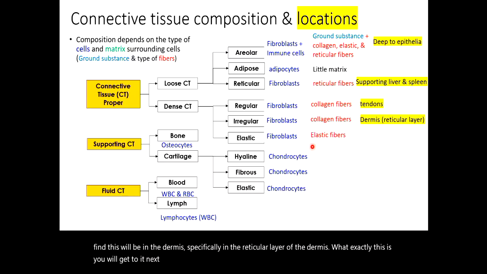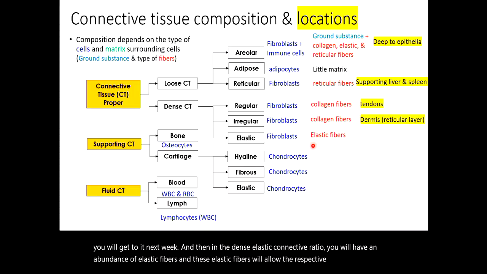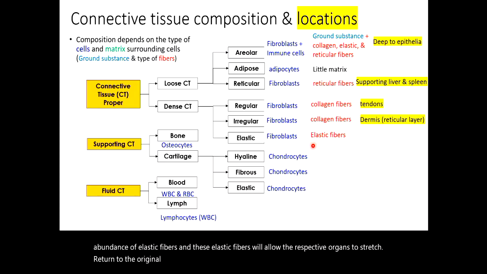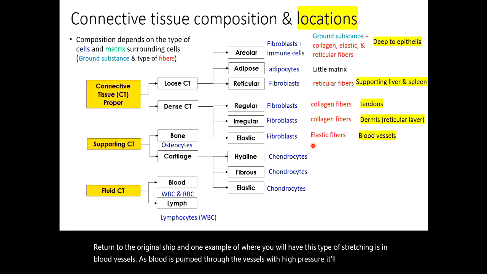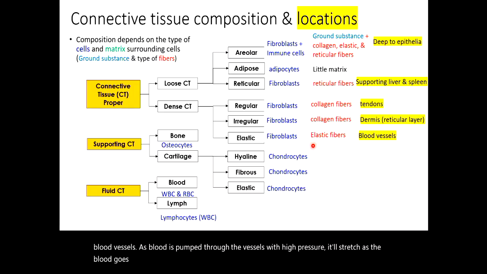And then in the dense elastic connective tissue, you will have an abundance of elastic fibers, and these elastic fibers will allow the respective organs to stretch and return to their original shape. And one example of where you will have this type of stretching is in blood vessels. As blood is pumped through the vessels with high pressure, it will stretch. As the blood goes past that specific area, it will shrink back to its original shape.